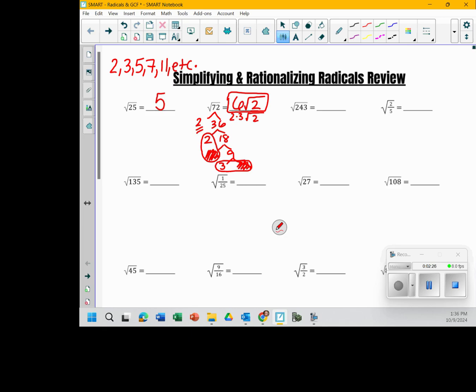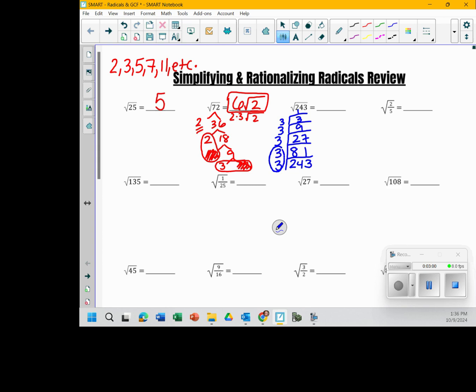If you learned the birthday cake method in Algebra 1 at some point, it works similarly. We take 243. Okay, 243 does not divide by 2, so I'm not going to try that. I will try 3. 243 divided by 3 is 81. Divided by 3 is 27. Divided by 3 is 9. Divided by 3 is 3. Divided by 3 is 1. 1 is like the candle on the top of the cake.